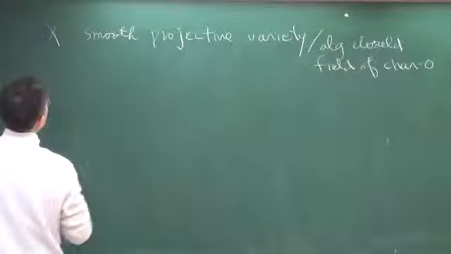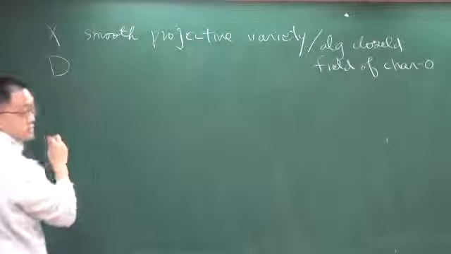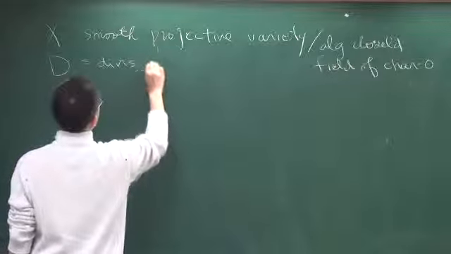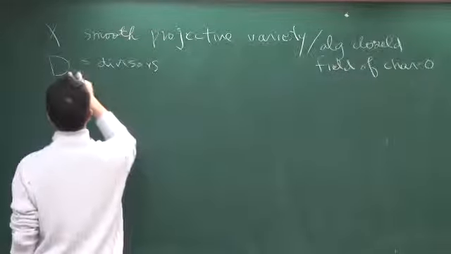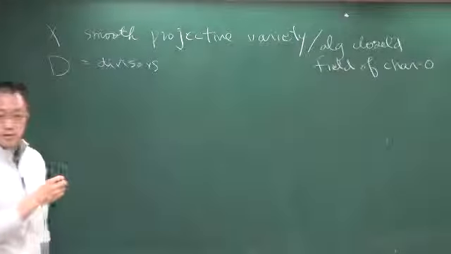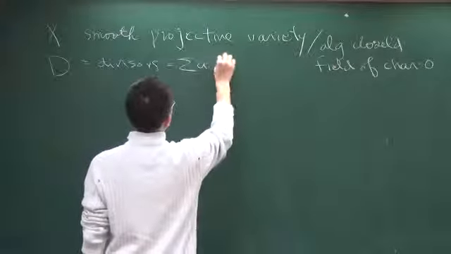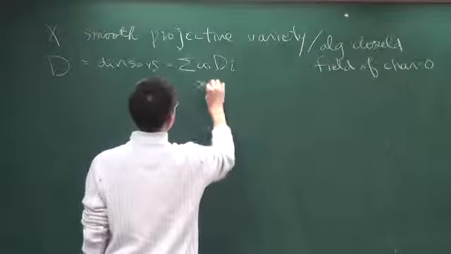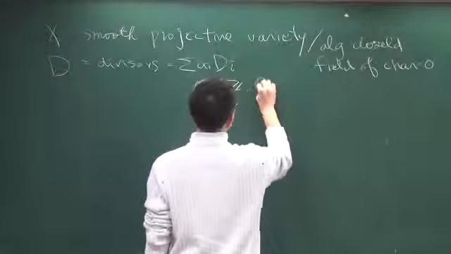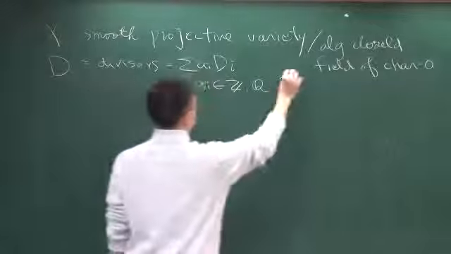And so on the variety X, we have divisors. They are linear combinations of codimension 1 subvarieties. But in this talk, the coefficients will be integers, rational numbers, or real numbers. Okay.